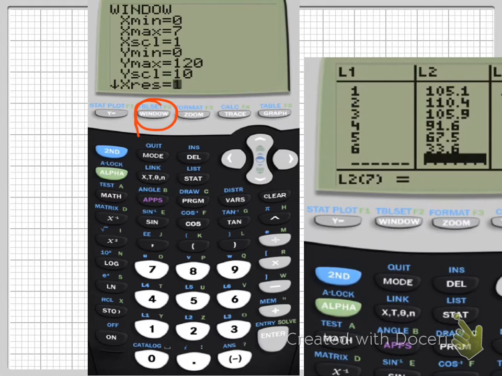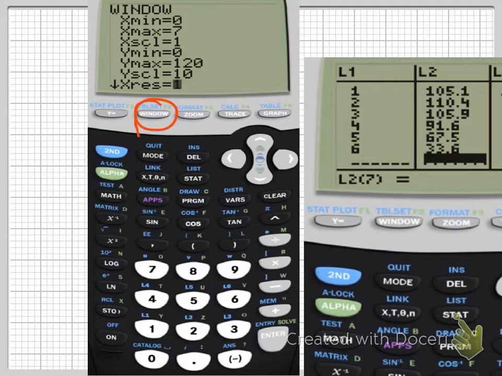Well, let's look at the data real fast. You notice the x values go from 1 to 6, so I'm going to make the x minimum 0 and the x maximum 7 right here. And the scale is just how far the tick marks are. So 0, 7, and 1 will make the left to right fit really well.